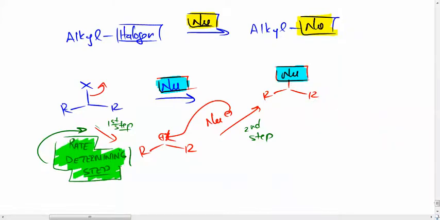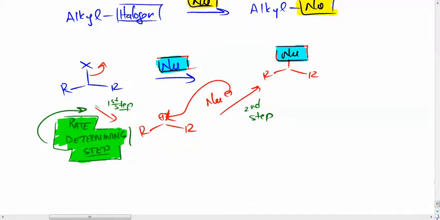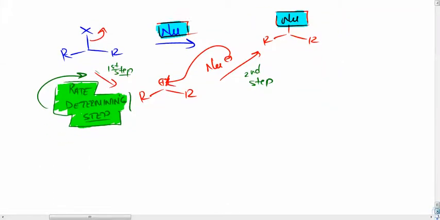And this step depends just on the leaving group leaving. That's why it's SN1, because the rate determining step is dependent just on one species, right? Okay. Now we're going to analyze this.